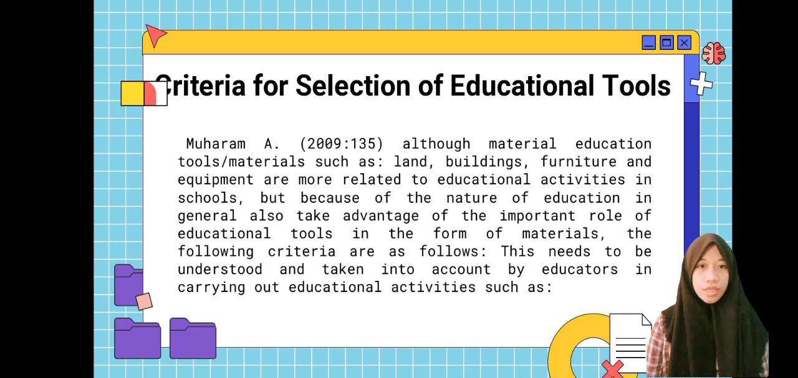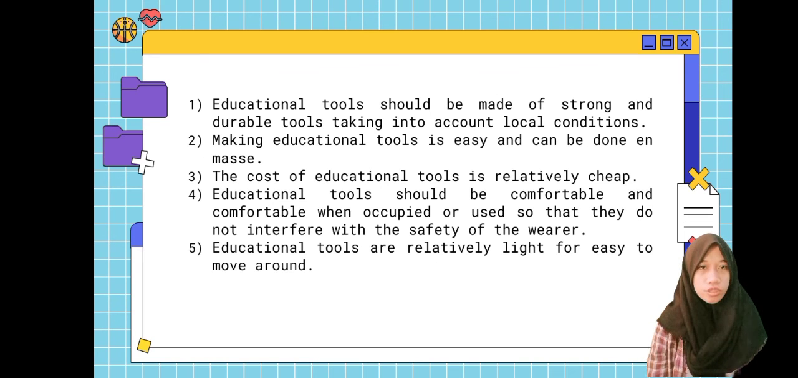The following criteria need to be understood and taken into account by educators in carrying out educational activities, such as: Number 1. Educational tools should be made of strong and durable tools taking into account local conditions. Number 2. Making educational tools is easy and can be done en masse. Number 3. The cost of educational tools is relatively cheap.